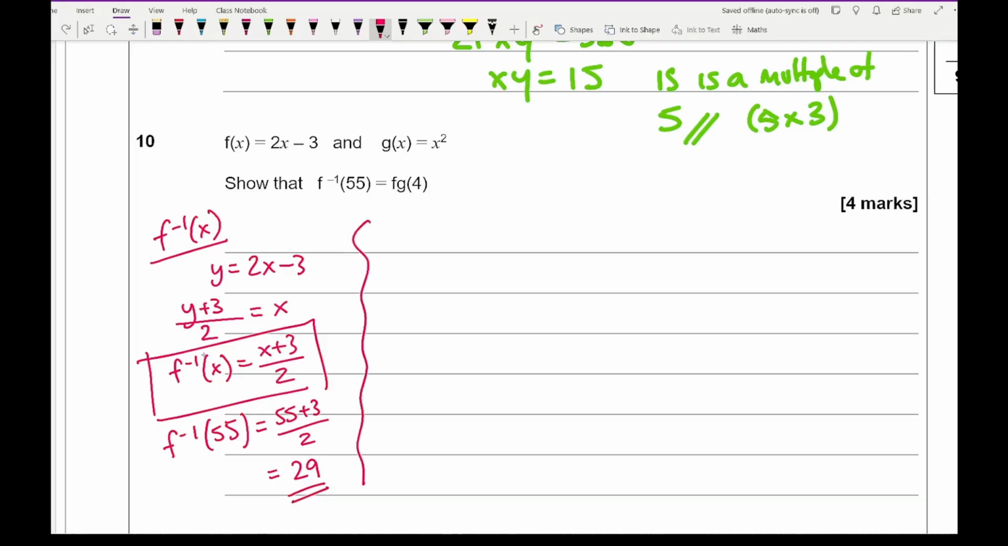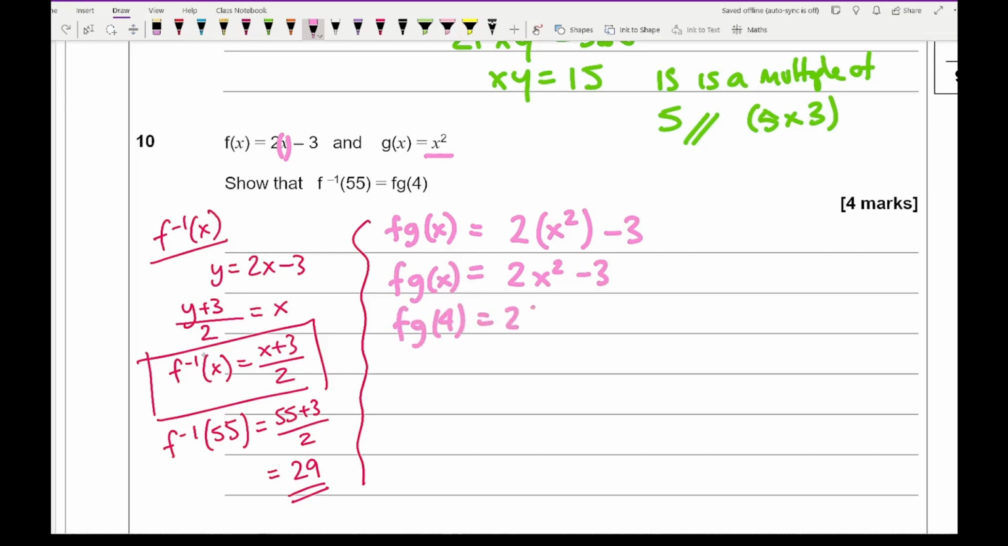So then if I work out fg of 4, well, fg of x is when I substitute g of x in place of the x in f. So that's going to be 2 lots of, now instead of writing x, I'm going to write g of x, which is x squared, minus 3. So the function is 2x squared minus 3. Now I want to work out what fg of 4 is. If I substitute 4 into this, I get 2 times 16, which is 32, minus 3, which leaves me with an answer of 29. So 29 equals 29, and there we go.